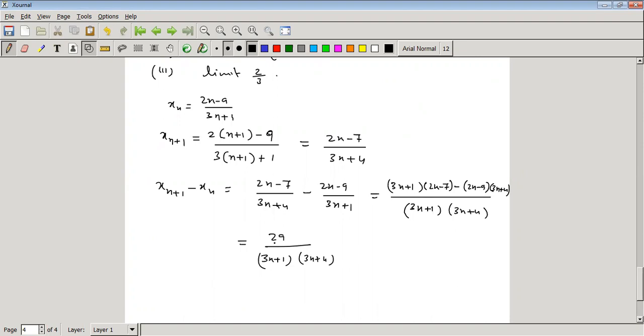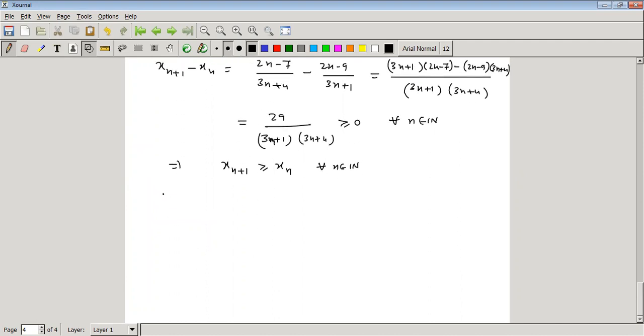Because 29 is greater than 0, 3n plus 1 is always a positive number for any n in N, and 3n plus 4 is also positive. When we divide a positive number by any positive number, it is always greater than or equal to 0 for every n. This implies that x_(n+1) is greater than or equal to x_n for all n. Now this implies that the sequence x_n is a monotonically increasing sequence.